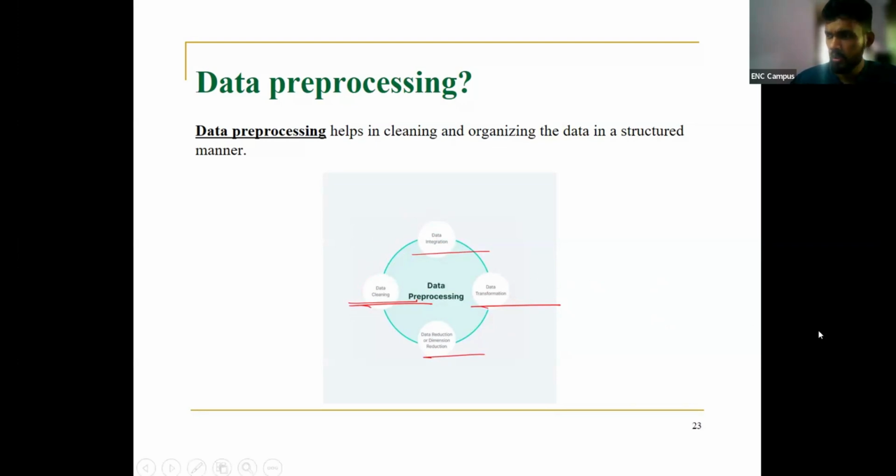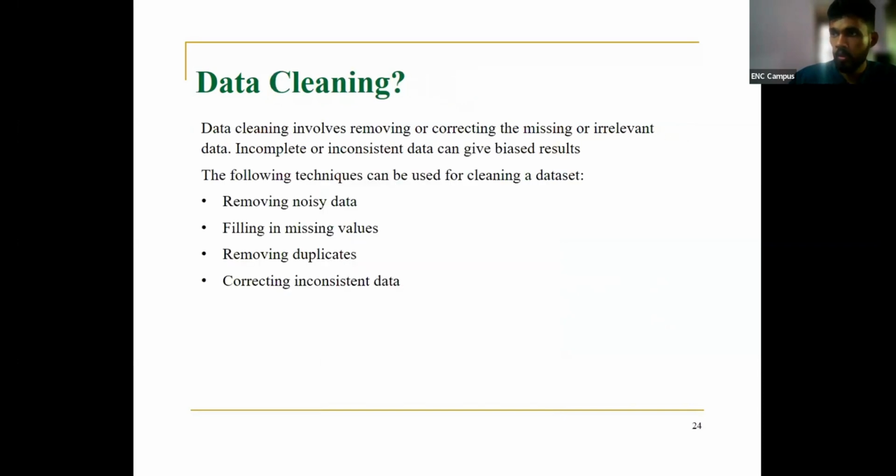So what do we mean by data cleaning? First, let's see what data cleaning is, right? So data cleaning.